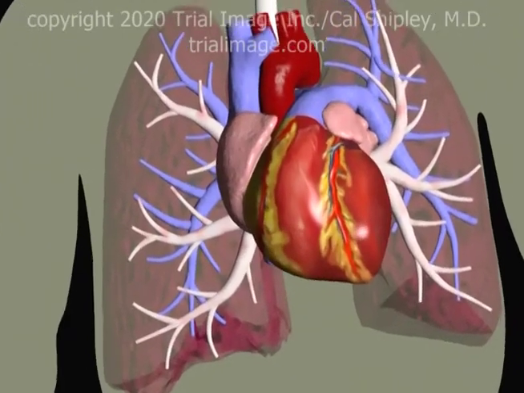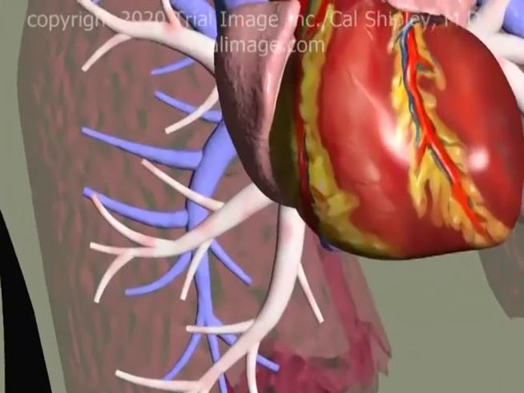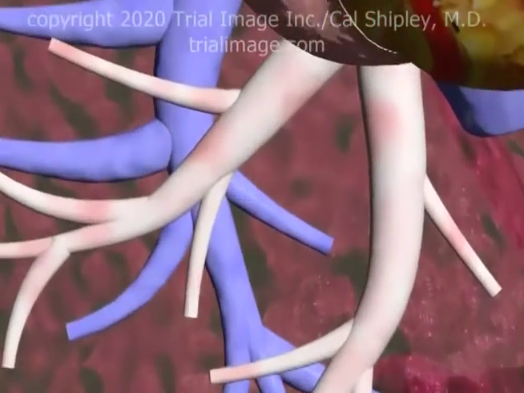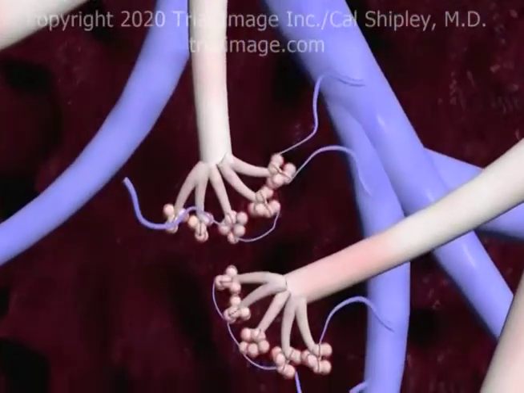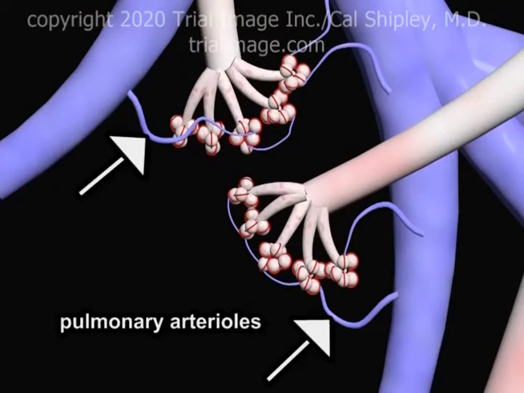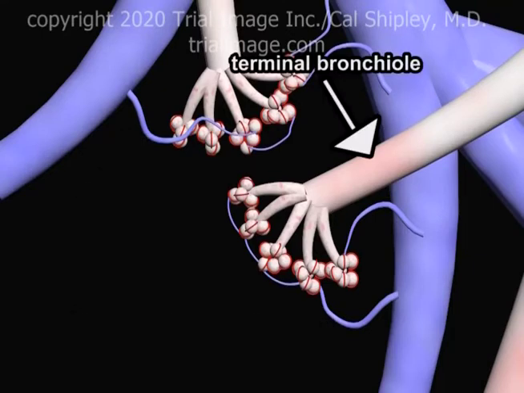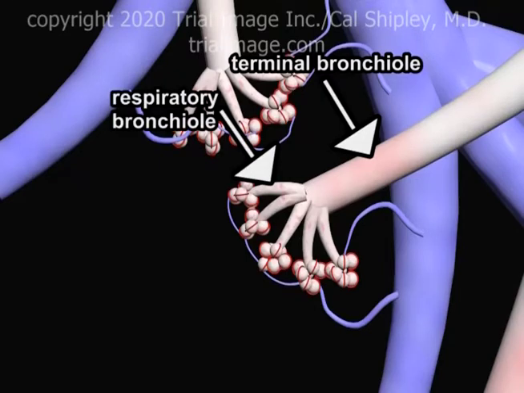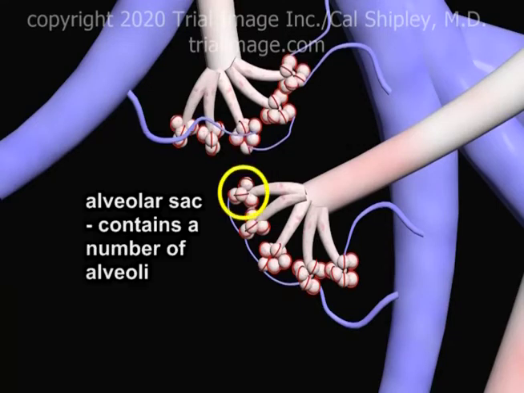Let's zoom in for a closer look to see how the process of oxygen transfer occurs. The pulmonary arterial system and bronchial tree divide down into ever smaller branches. The smallest arterial branch is known as a pulmonary arteriole. Tiny airways known as terminal bronchioles give way to even smaller airways known as respiratory bronchioles. At the end of the respiratory bronchioles are structures known as alveolar sacs.